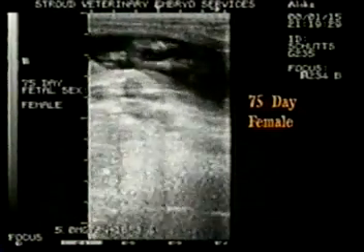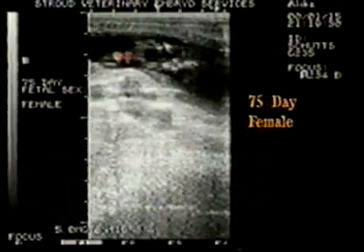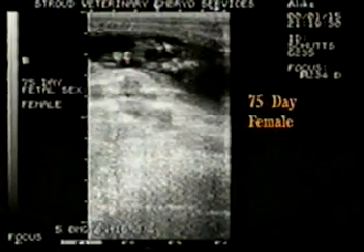This is a PA view with the rear legs pointing at 3 o'clock. The freeze frame shows the perineal area having two distinct hyperechogenic structures. The bilobe structure on the right, highlighted in red, is the female GT. The structure to its left is a cross-section of the tail.